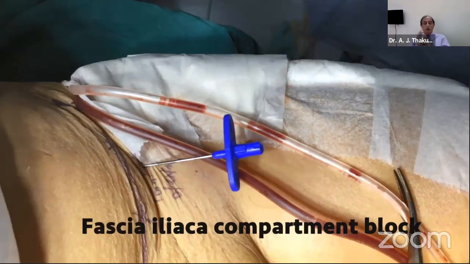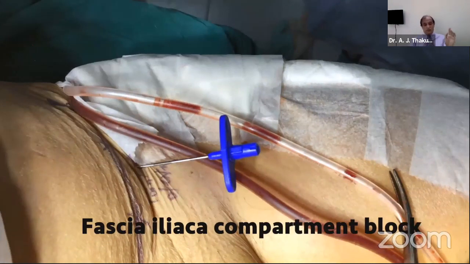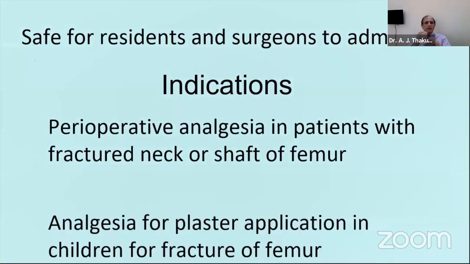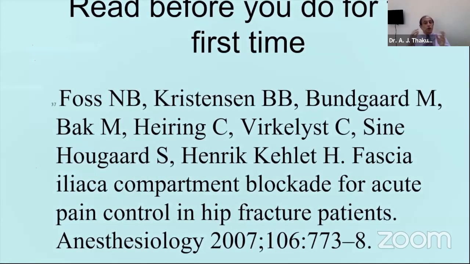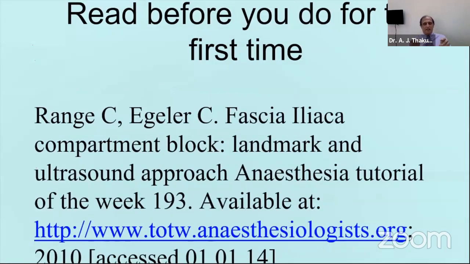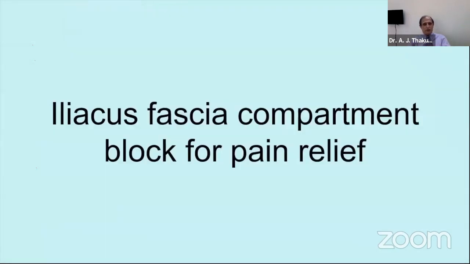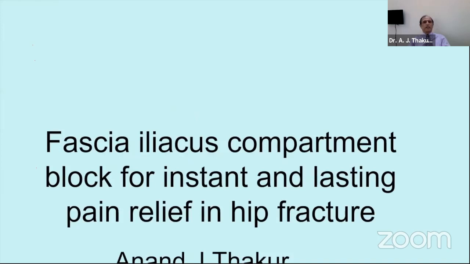The block works for 12 to 14 hours. In children's anesthesia, plaster application is also a good idea for me. This is the reference which you should read before doing it. This is really surgeon friendly. I always do it to my patients. The moment they arrive, I give it, or I get my anesthetist to do it. Residents should learn it and do it in the casualty area only. That is the best way to treat patients.